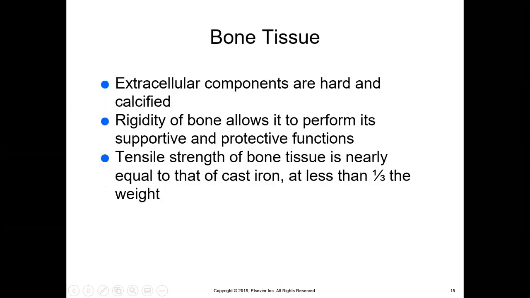So with bone tissue, the extracellular components, extracellular is outside of the cell. So outside of the bone cells, it's hard and calcified. How rigid bone is allows it to perform its supportive and protective functions. The tensile strength of bone is nearly equal to that of cast iron, but it's less than 1/3 of the weight of cast iron.